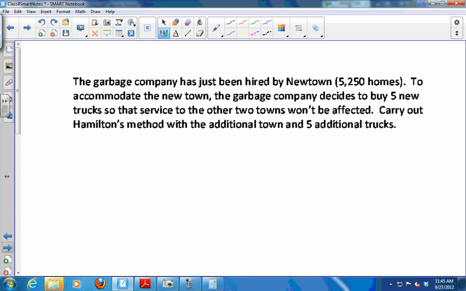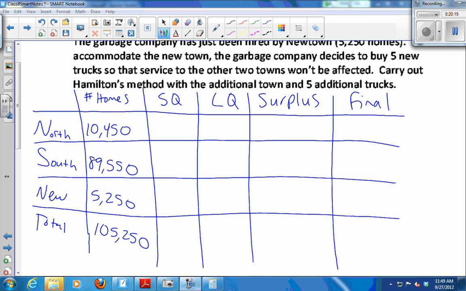Now, the garbage company has been hired by Newtown, which has 5,250 homes. Because they have already figured out that they have 1 truck per 1,000 homes, they're going to buy 5 new trucks to service this new town, so that the service to the other 2 towns won't be affected. So let's carry out Hamilton's method with the addition of the 5 additional trucks. All right, let's go through it. So I now have 105 trucks to give out because the company bought 5 new trucks. They had 100, they bought 5 new trucks, so I have 105 trucks to apportion.